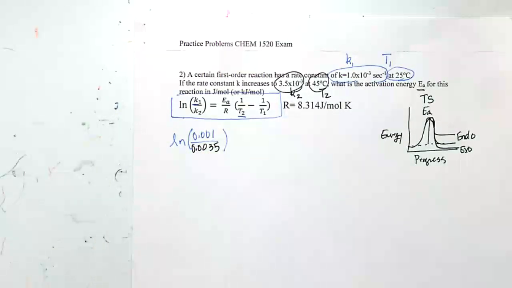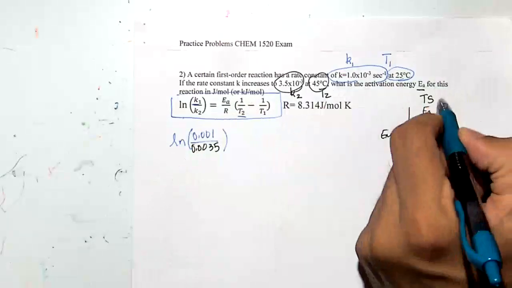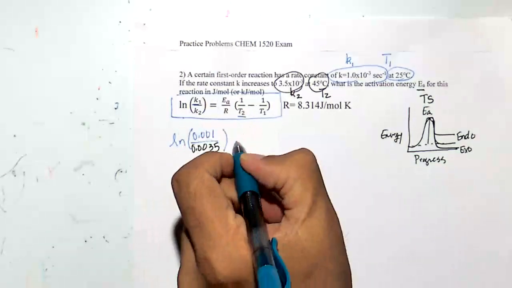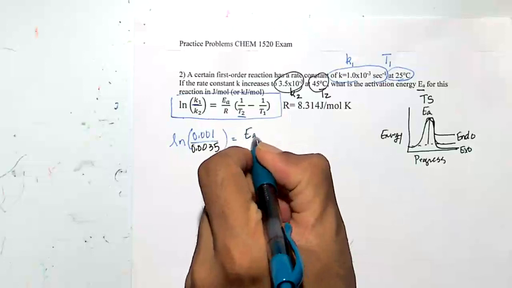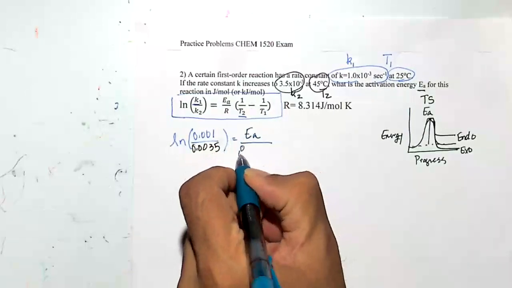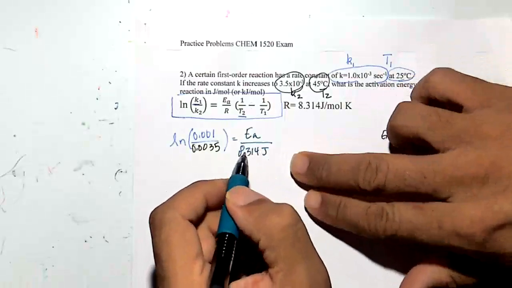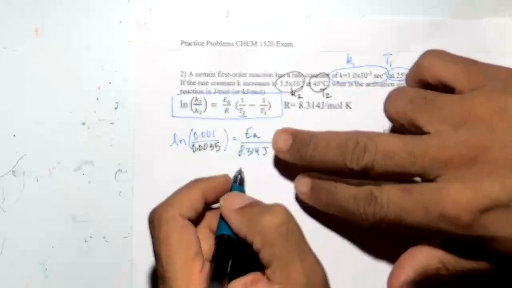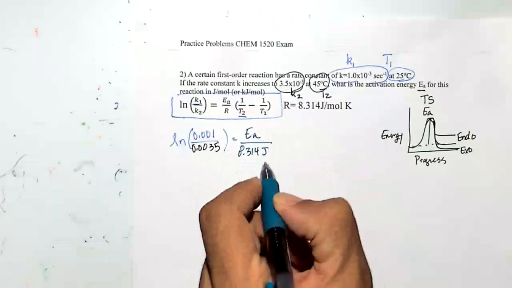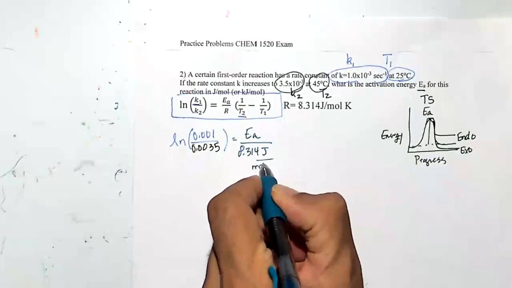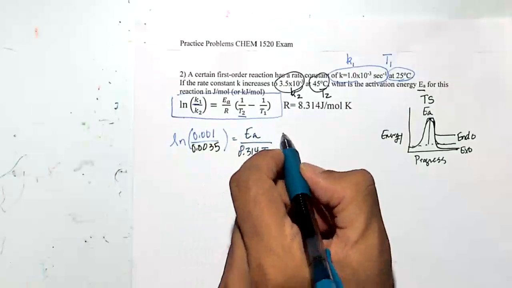Okay, we need to solve for EA, which is called the activation energy. Okay, R will be given to us on the exam. It's a constant, 8.314 joules. If I put joules over mole Kelvin in the denominator, the mole Kelvin go up in the numerator, but I'll just put it like that.